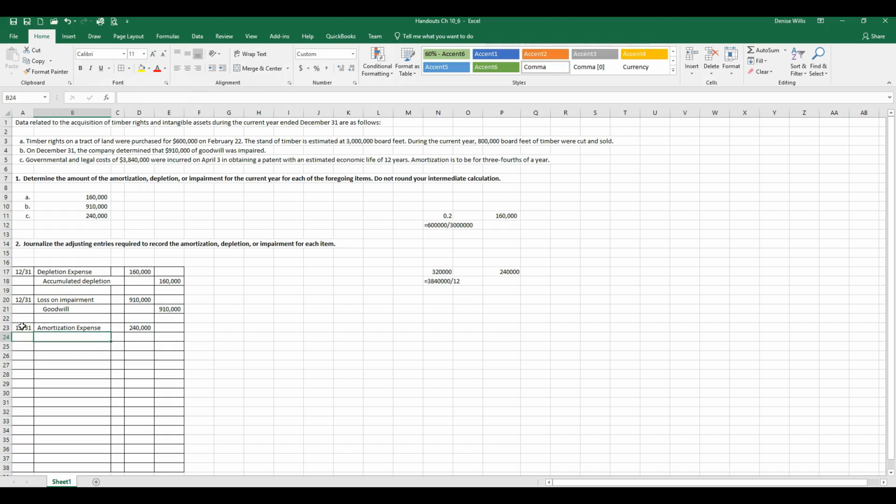And for intangible assets, there is no accumulated amortization account like there is on depletion and depreciation. Theoretically, since the asset does not exist physically, we do not have to maintain both the original cost and an accumulated amount. We are going to directly reduce the value of the asset itself. So we are going to credit the patent $240,000. And that's all three of them right there.